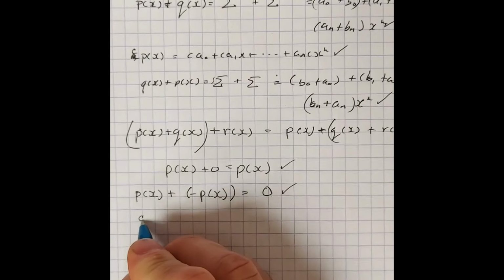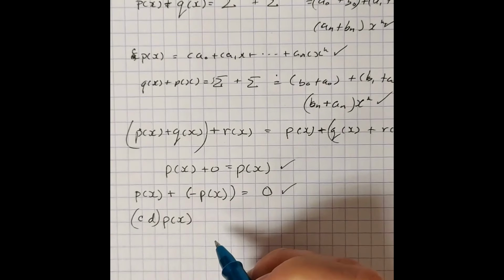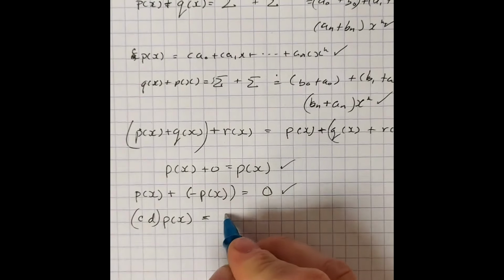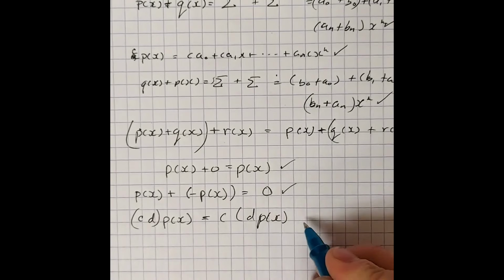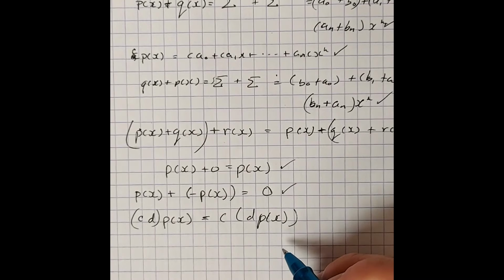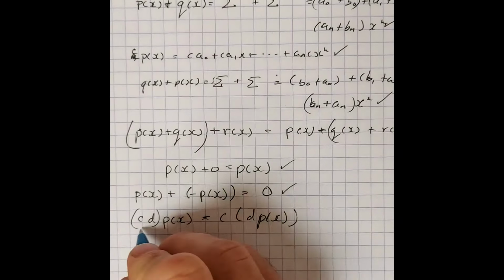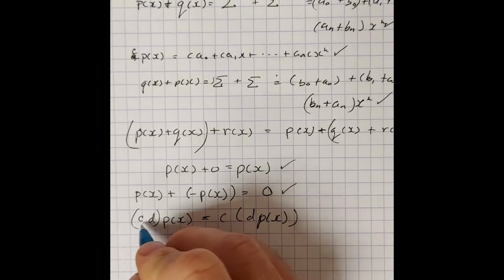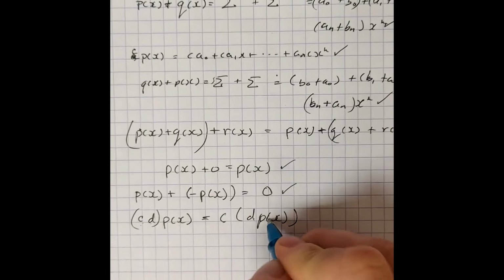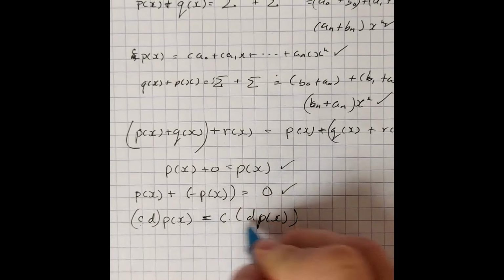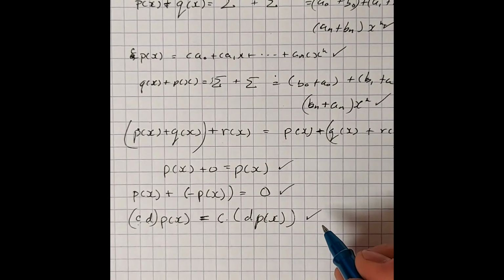And if we consider two multiples, c times d times p of x is exactly equal to c times d of p of x, again inherited from the field. This is the associativity of whether we multiply two numbers together and then multiply by the polynomial, or multiply one number times the polynomial and then multiply another number by the polynomial. The result ends up being the same. So that checks.